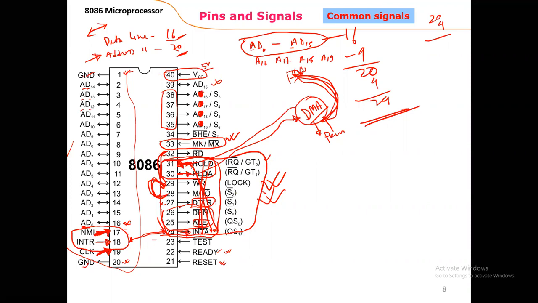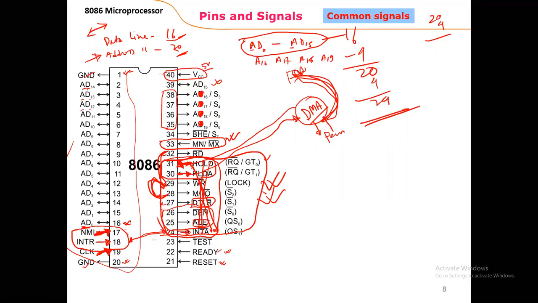All are clear? Yes, sir. Now, BHE means bus high enable, for our data bus, address bus, and control bus. This is the bus high enable pin. If this pin is low, then the bus high enable is active.